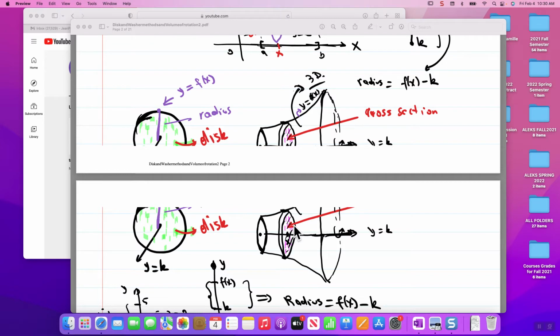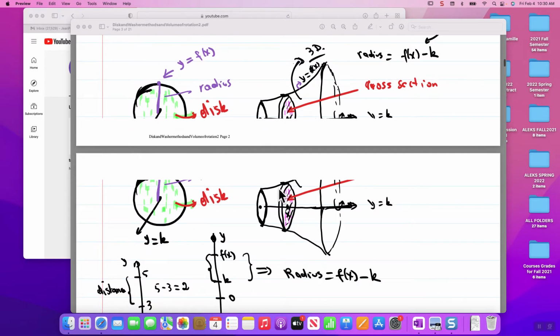To find it, what we're going to do is go to some point between the left-hand and the right-hand end of this object. At some point in between, we're going to call that point X. So we're going to slice this object vertically at the point X. When you cut it there and look at your cross section, this is what we call the cross section region.